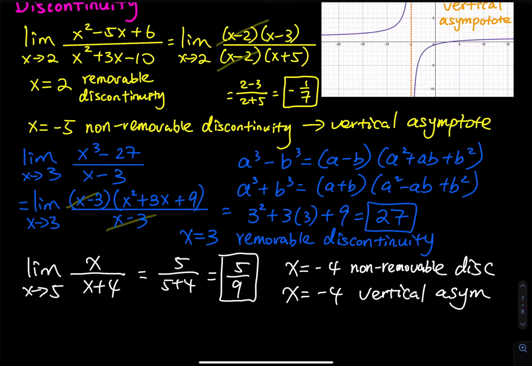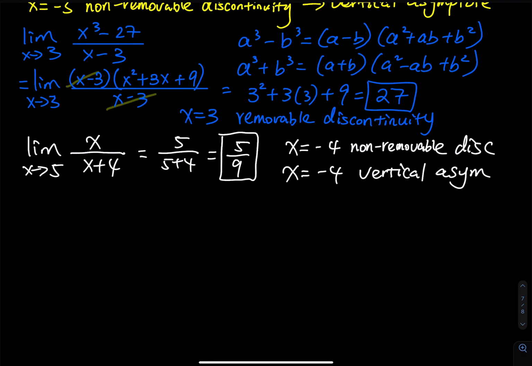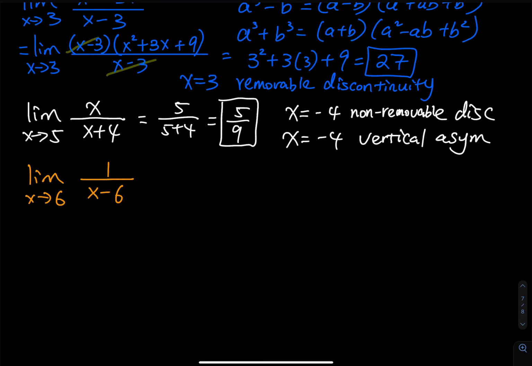Okay, let's do a tough one. How about limit as x approaches 6, 1 divided by x minus 6. This one you cannot just plug in. What is that equal to? In a situation like this, let's take a look at the left limit and the right limit. What do I mean by left and right? Draw a number line. Where is 6? Put 6 right in the middle, and then we have a left side, and then we have a right side.